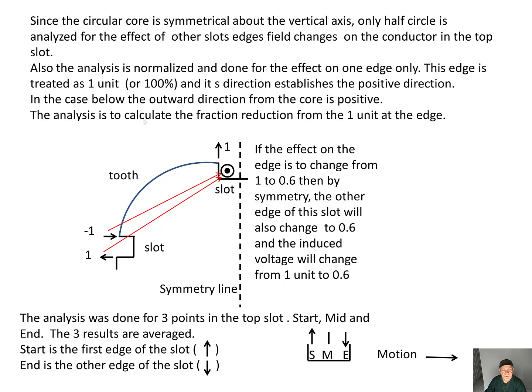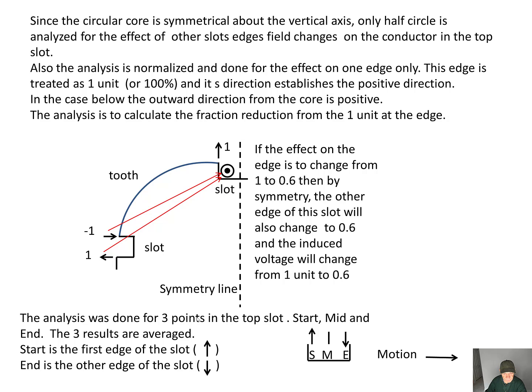The analysis calculates the fractional reduction from the 1 unit at the edge. So we calculate how much this is reduced, because we start with this as 1, and then we add up the effect of each edge. If the effect on the edge is to change from 1 to 0.6, then by symmetry the other edge of this slot will also change by 0.6, and the induced voltage will change from 1 unit to 0.6 units. So this will be the symmetry line.